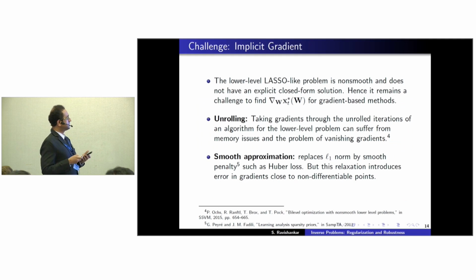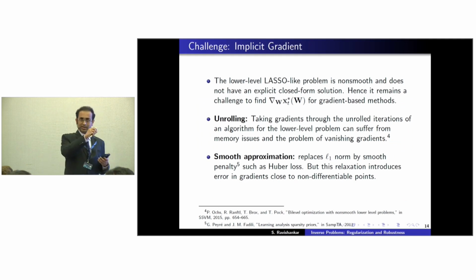If we look at the literature, the challenge is that if you take gradients through the upper level loss function, you need to compute gradients of this X star, which is coming from an optimization. It's not clear how you compute that gradient because there is no closed form expression for X star. Now, there are a few approaches that people have adopted.